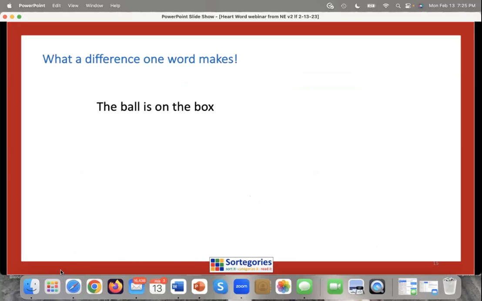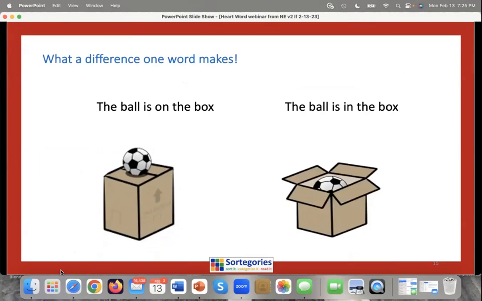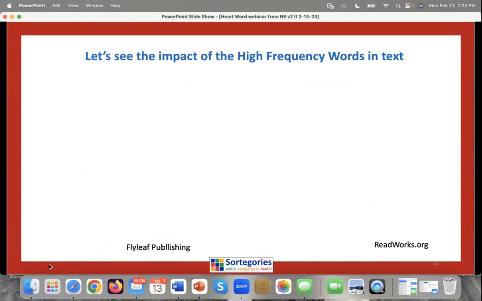What difference does one little word make? Well, it means the difference between being on something or in something. That is why we have to be sure that we are paying attention, first of all, and teaching these little words. And we will go back to how we do that in a few minutes.